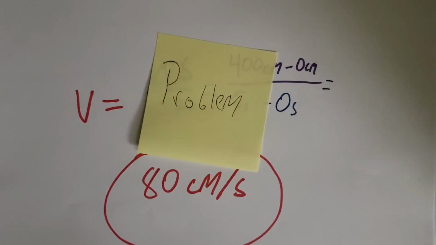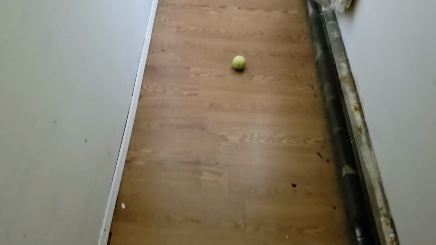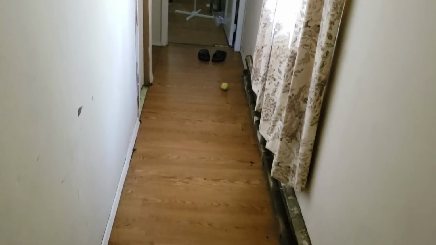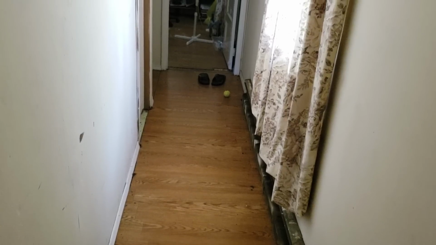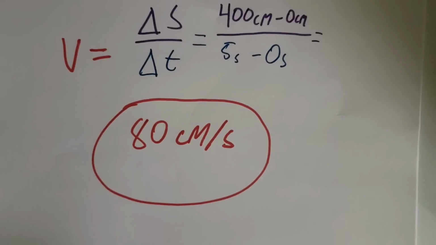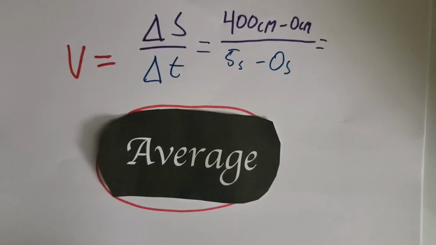But there's a small problem. This ball clearly does not travel 80 centimeters per second throughout the entire trip. It can't. I mean, if the ball was traveling 80 centimeters per second consistently, it would never stop moving. Since it does come to a stop, it must slow down. 80 centimeters per second is only the average speed of the ball.